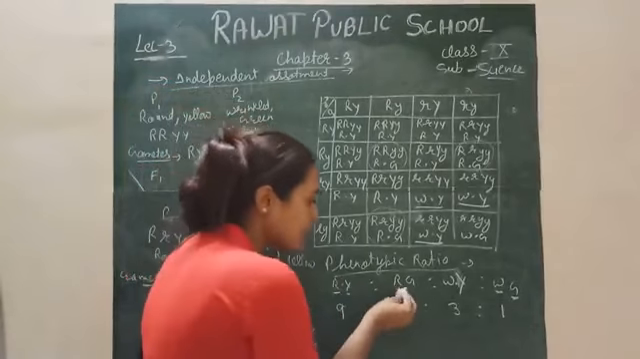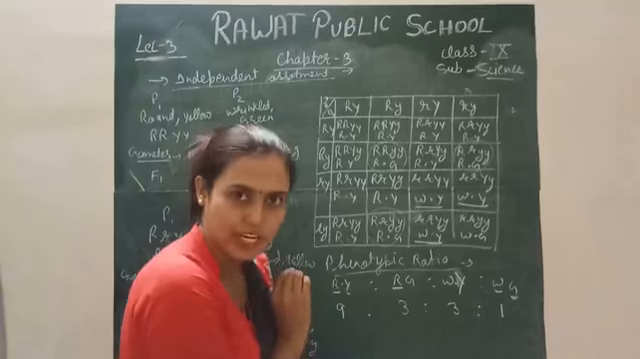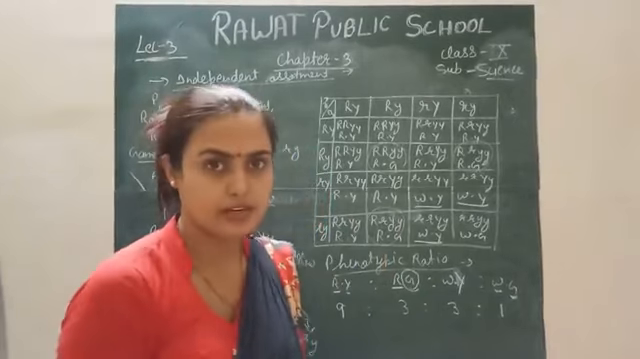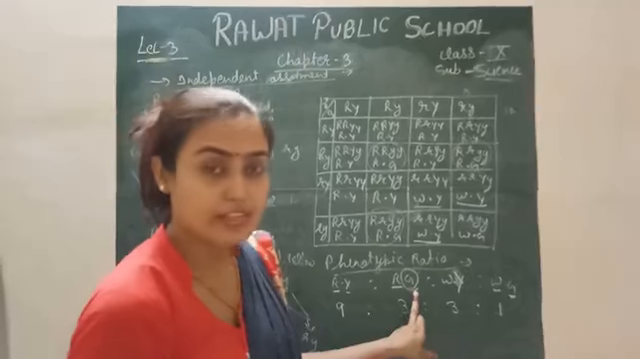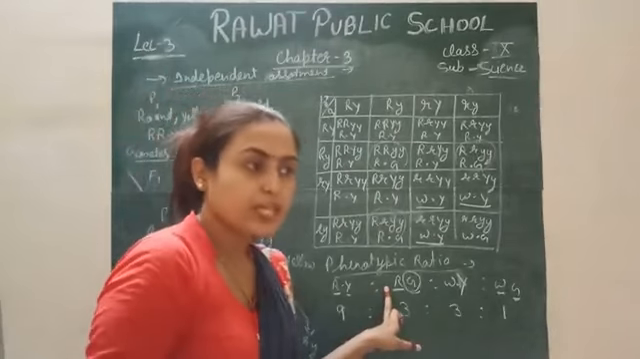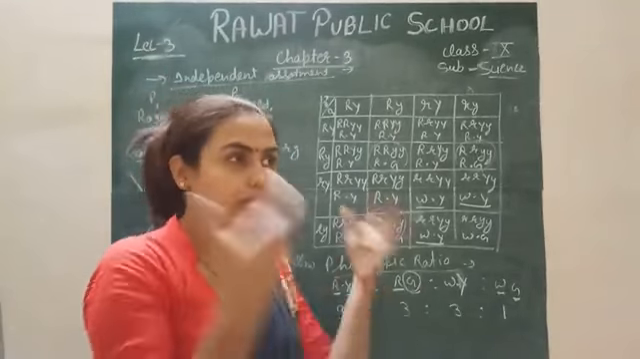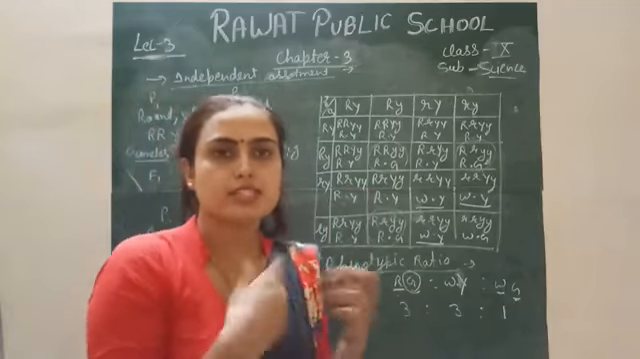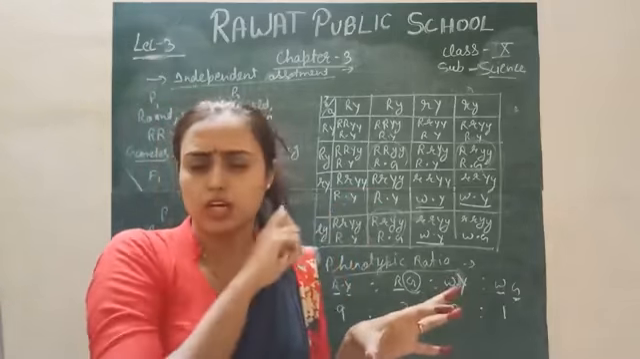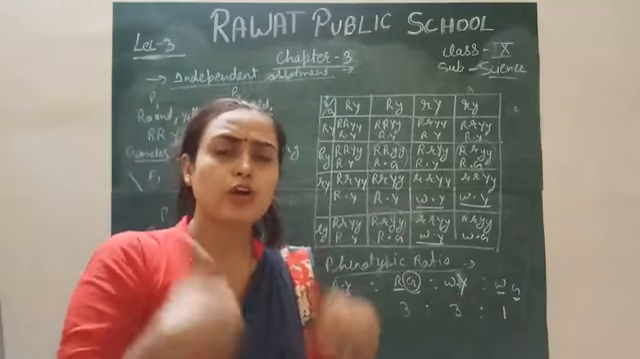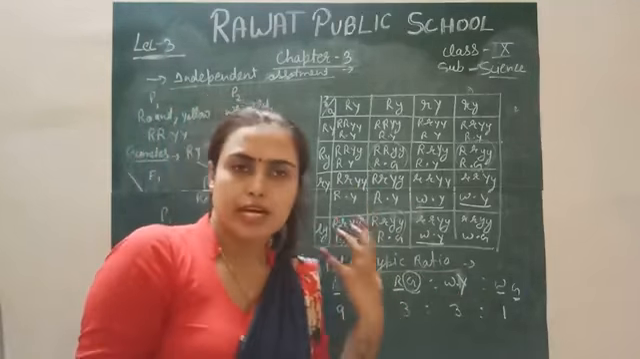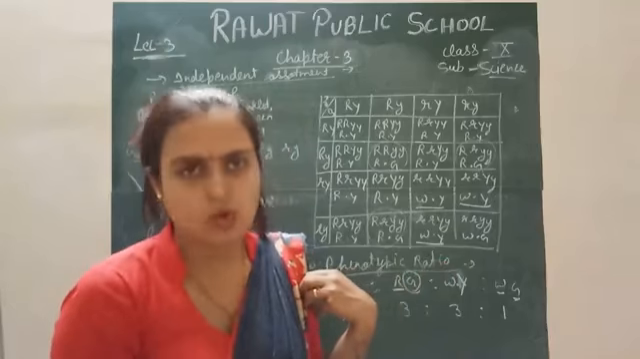But here, this is round, which means dominant shape, but this is the green color, which means it is the recessive character. You can say that one recessive character can express with another dominant character. Simply, we can say that in our body some characters are recessive, some are dominant. There is no chance that all your characters will be recessive or all your characters will be dominant. There is a possibility that some characters in our body are dominant and some are recessive also.